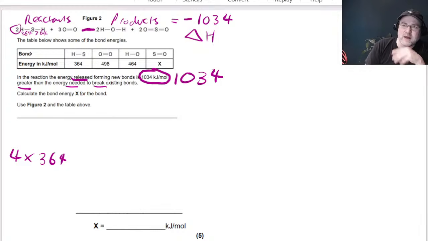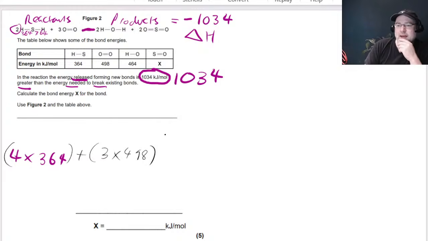And for those of you that are like, I don't get why there's 4 HS, they're saying there's a 2 there. So when you see a 2, it means we have 2 lots. So there's 4 of them, and that's why you get 4 times 364. Now we want to add that to 498, and there are 3 of them. So we want to add that to 3 times 498.